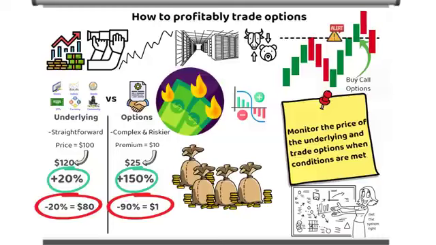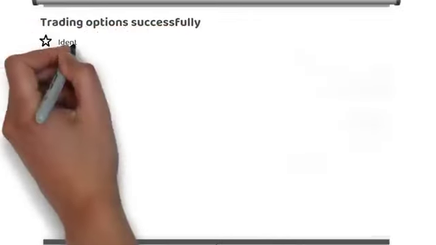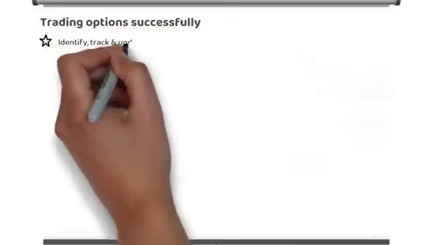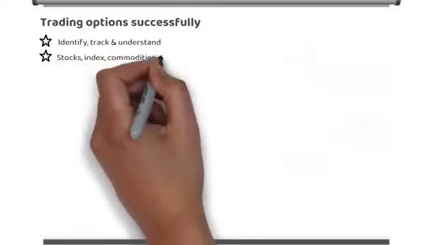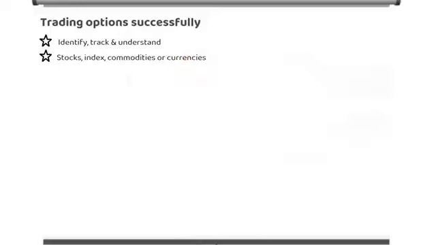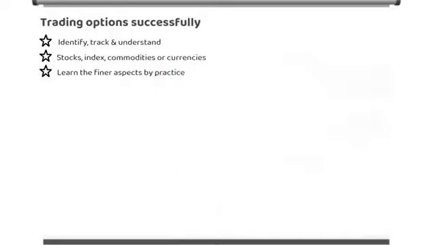Therefore, having a system is the most important aspect of trading options. You can't randomly buy and sell options and expect to be profitable. To trade options successfully, you need to identify an underlying asset that you can track on a regular basis and understand its movements in and out. This underlying asset can be stocks, an index, commodities, or currencies. There are many finer aspects of trading options that you will learn as you continue trading options.